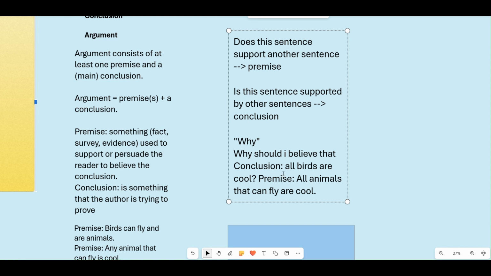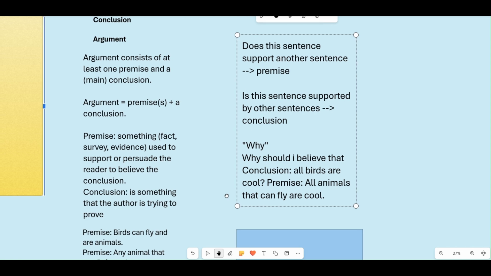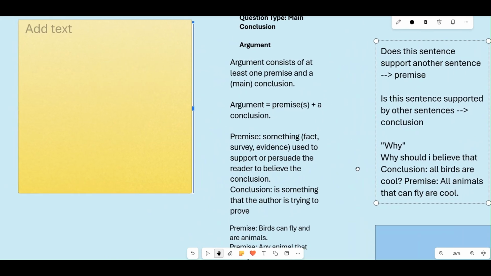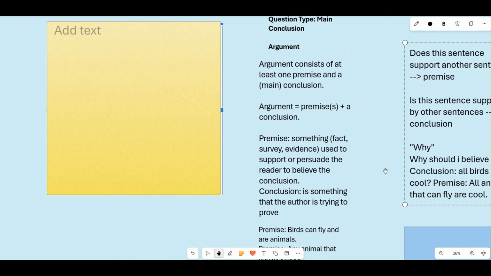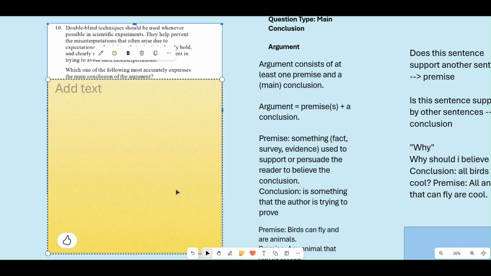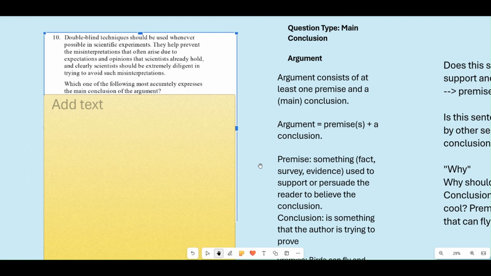Now, there are even more ways to identify where premises and conclusions appear. There are indicator words that one should memorize or at least be familiar with, but this is really a mechanical approach to understanding what premises and conclusions are, and foundational to main conclusion question types on the LSAT. Now, to really illustrate this point, we can do a quick main conclusion question based on the June 2007 LSAT.